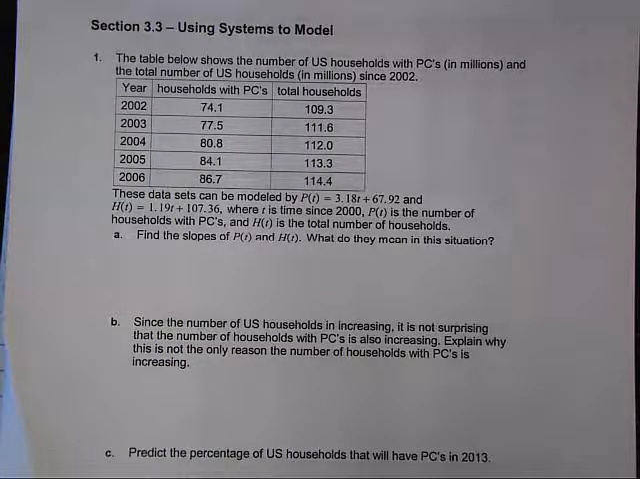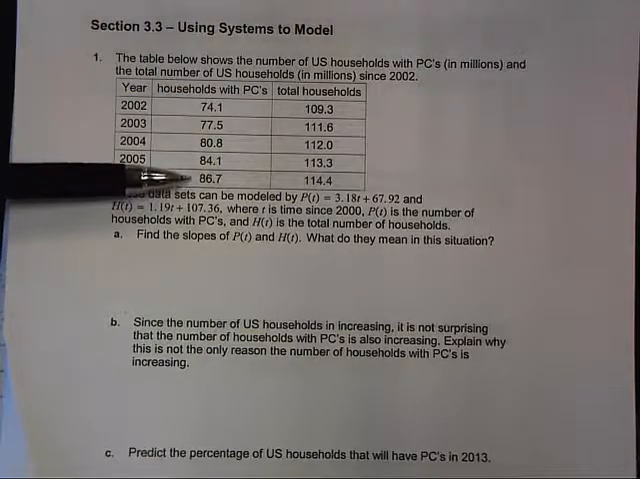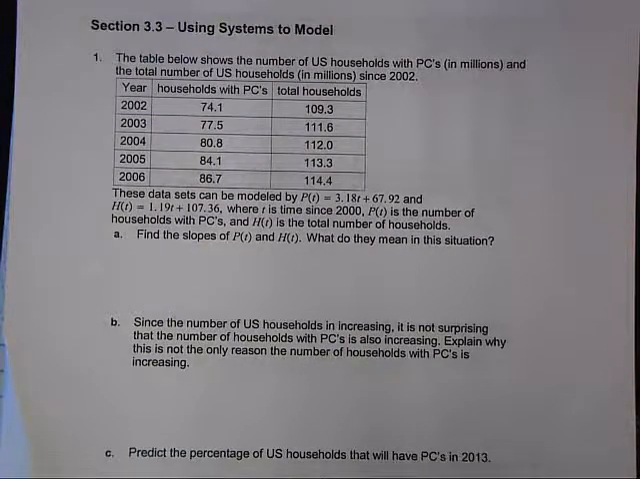Number 1 says, the table below shows the number of U.S. households with PCs in millions and the number of U.S. households in millions since 2002. So you've got the year, the number of households with PCs, and the total number of households. These data sets can be modeled by P of t equals 3.18t plus 67.92, and H of t equals 1.19t plus 107.36, where t is the time since 2000, P of t is the number of households with PCs, and H of t is the total number of households. How do you think they got those equations?